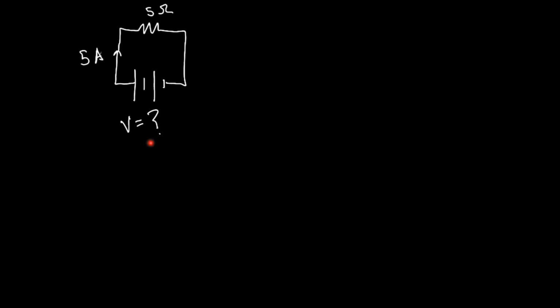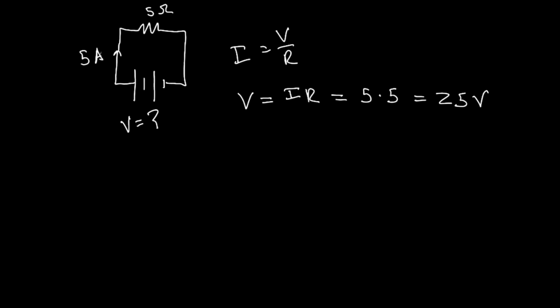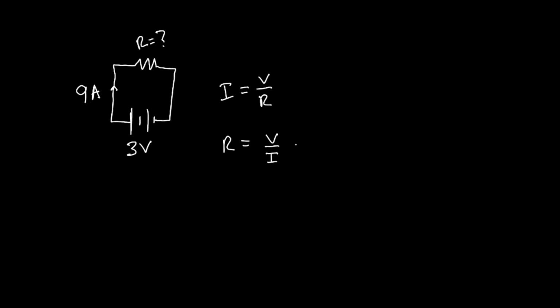So let's say we don't know our voltage source this time. How do we solve for our voltage source? Let's start with our original equation, and we can rearrange this equation and then just plug it in. And we get 25 volts. Pretty easy, right? So we have one more example. So how do we solve for resistance using Ohm's Law? Well, we start with our original equation, and now we need to solve for R. Now all we have to do is plug it in.